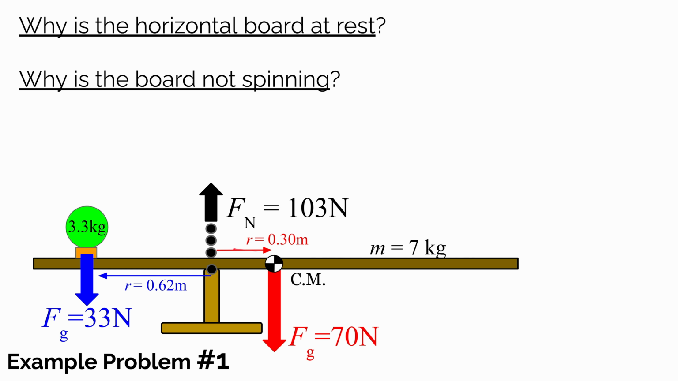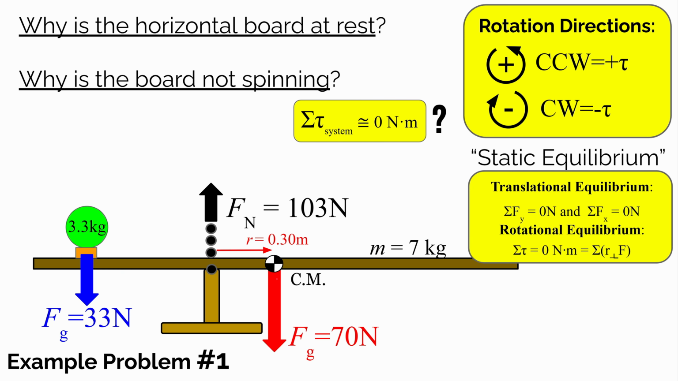The gravitational force on the board was 0.3 meters away from the pivot point, and that 33 newtons of gravitational force on the ball was about 0.62 meters away from the pivot point. When we have a situation where all of the forces are balanced, both in the y direction and the x direction, where the sum of the forces in the y is 0 and the sum of the forces in the x direction is 0, we'd say that the object is in translational equilibrium. All the forces are balanced in both different directions.